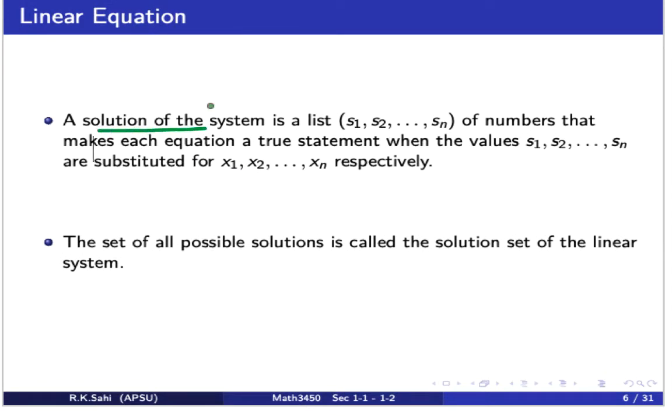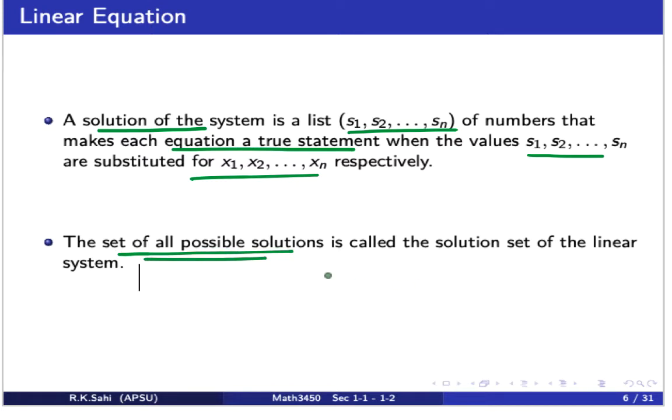These linear systems are given, but we need to get some information out of them, and that information is in the solution of the system. That means what values the variables can take so that both equations in that linear system are happy. So a solution to a linear system is a list of numbers. A list means it's very specific how the values appear. These numbers are such that they make every equation in the given linear system true when the values s1 to sn are substituted for the variables. And the set of all possible solutions for a given linear system is called the solution set of the linear system.